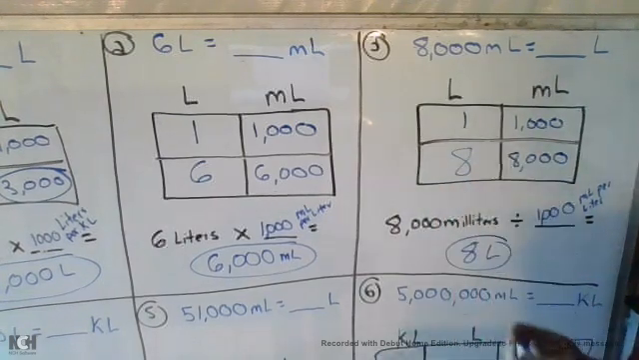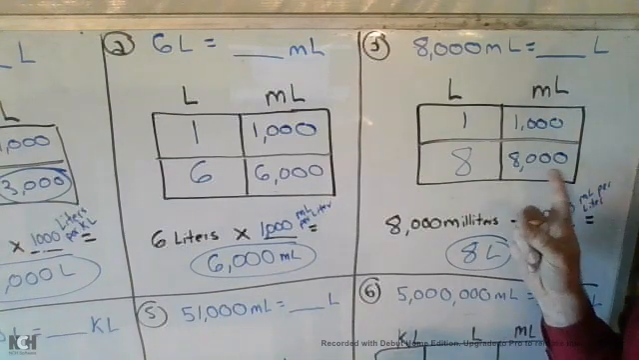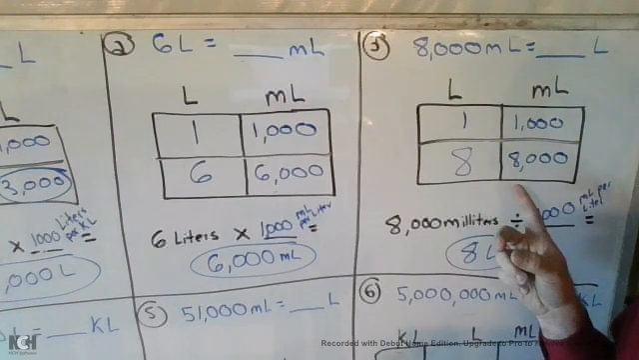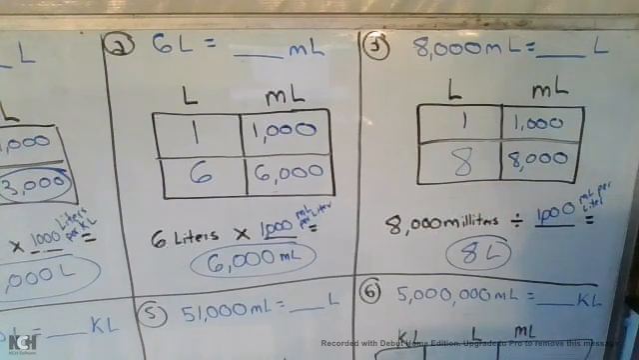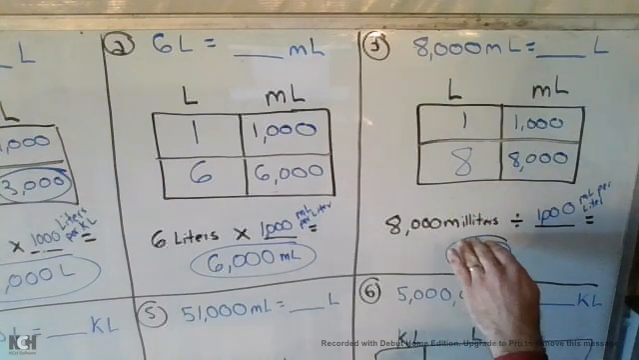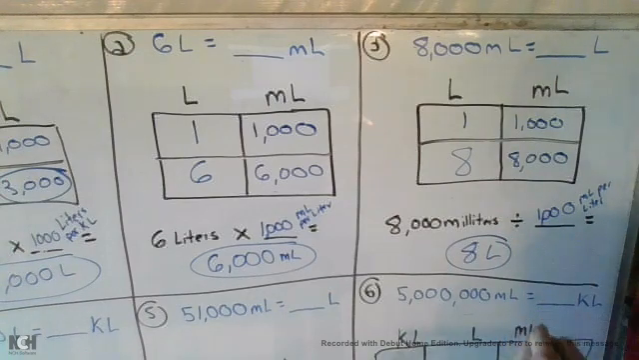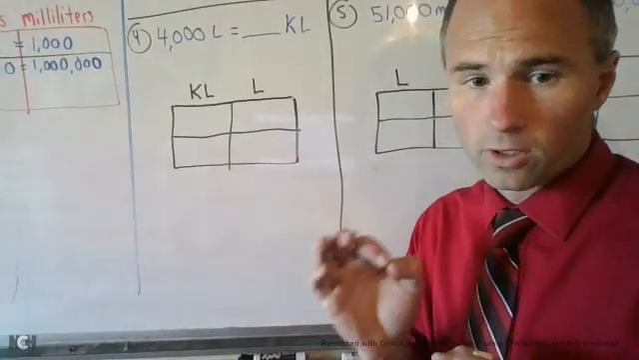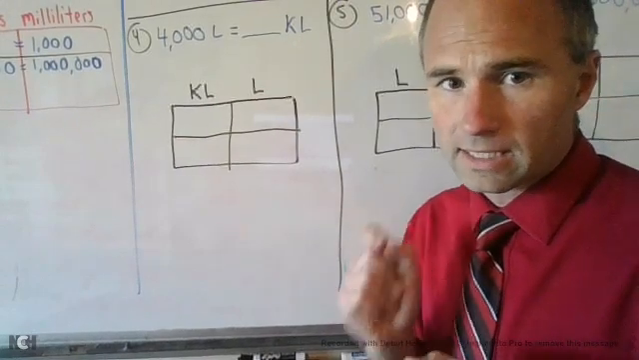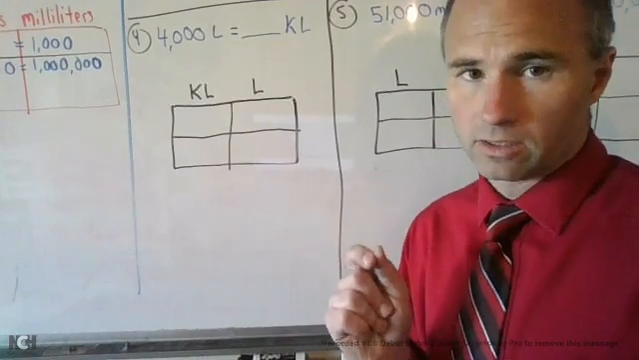8. Because it's 1,000 times less when you transfer it over to liters. Or another way of saying that is 8,000 milliliters divided by 1,000 milliliters per liter gives you 8 liters. Number 4, 4,000 liters is going to give you how many kiloliters?